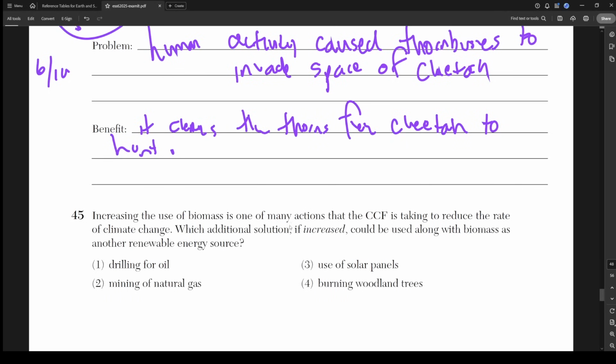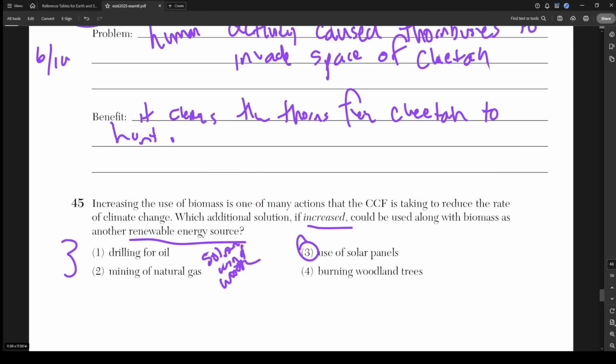Increasing the use of biomass is one of the many actions that they're taking to reduce the rate of climate change. Which additional solution, if increased, could be used along with biomass as another renewable energy source? So when you think renewable, we want like solar, wind, water, things like that. So it's going to be 3. And drilling, mining, and burning, that's all non-renewable things. So 45 is 3, and that is so easy. I'm going to say this is a 1 out of 10. It's a really easy question.